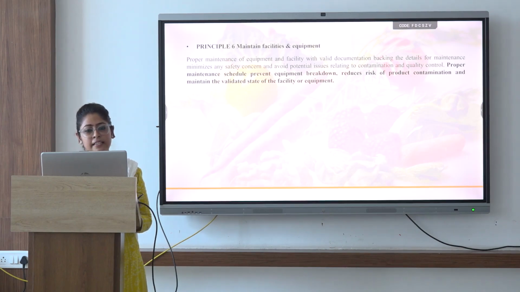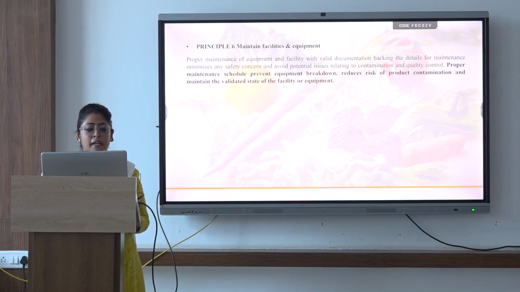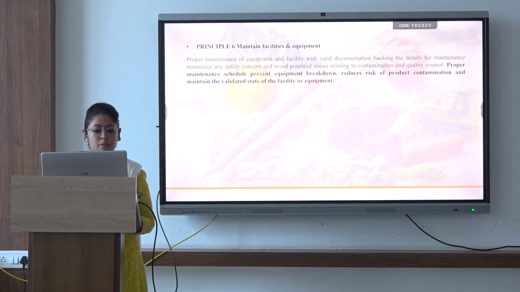So the sixth principle tells that you should maintain. Regular maintenance should be there of your facilities and equipment. So proper maintenance of equipment and facility with valid documentation backing the details for maintenance minimizes any safety concern and avoid potential issues relating to contamination and quality control. Proper maintenance schedule should be there which actually prevent equipment breakdown, reduces risk of product contamination and maintain the validated state of the facility or equipment. So maintenance of facilities, that was the principle 6.